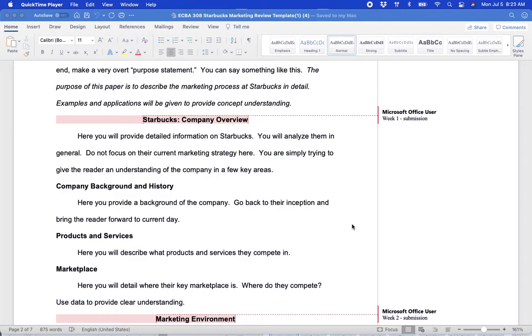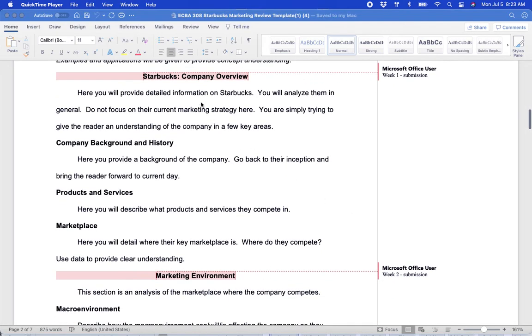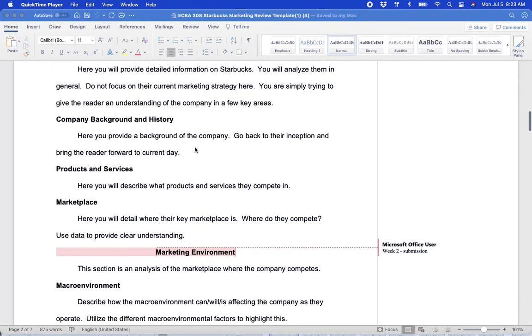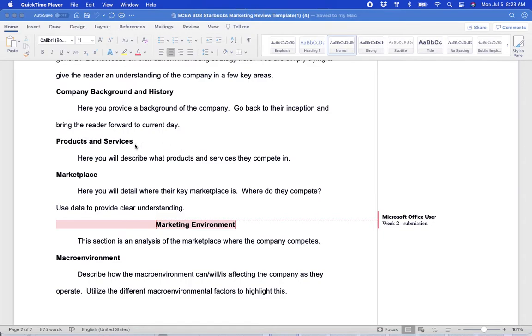How many stores do they have as of a particular date? How many countries are they in? How many categories do they support? How many employees do they have? And those types of things are really important. And so you can make some statements to that effect here that gives the reader a clear understanding of the specifics of the Starbucks company. The company background here is pretty straightforward.